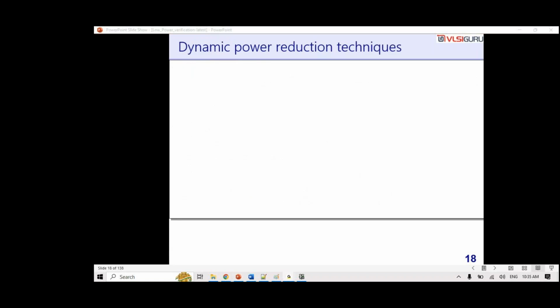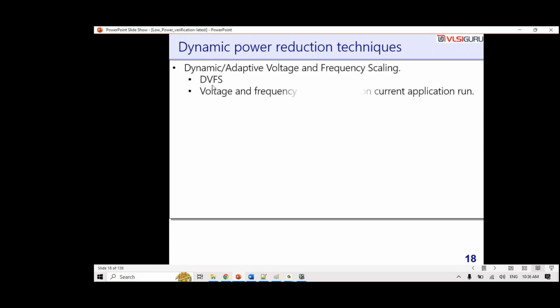So with this basic understanding, let's see what the dynamic power reduction techniques are. One of the things we discussed is dynamic or adaptive voltage and frequency scaling, what we call DVFS, based on the current application being run. You scale down the voltage and the frequency if you don't want high performance. If you want very high performance, you work in turbo mode, with even higher voltages and higher frequency.